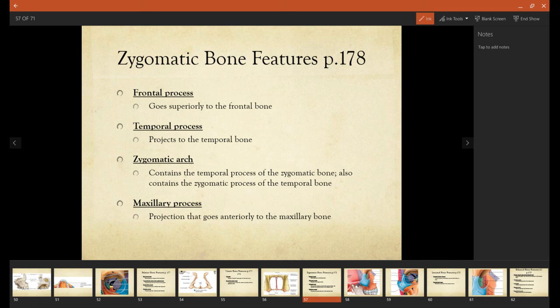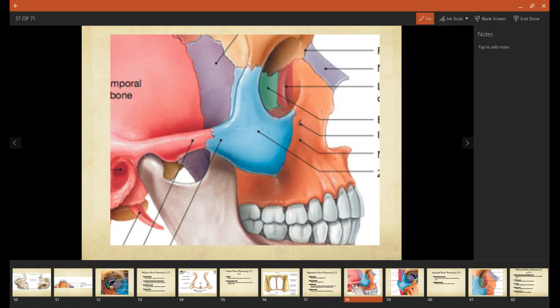Now, if you've kept up with Thunder basketball at all, you'll remember Russell Westbrook when he had to wear a face mask. That's actually because he broke his zygomatic arch. And so that's the structure that is actually the temporal process of the zygomatic bone together with the zygomatic process of the temporal bone. They form an arch called the zygomatic arch. And the zygomatic bone is also going to have a maxillary process going to the maxillary bone.